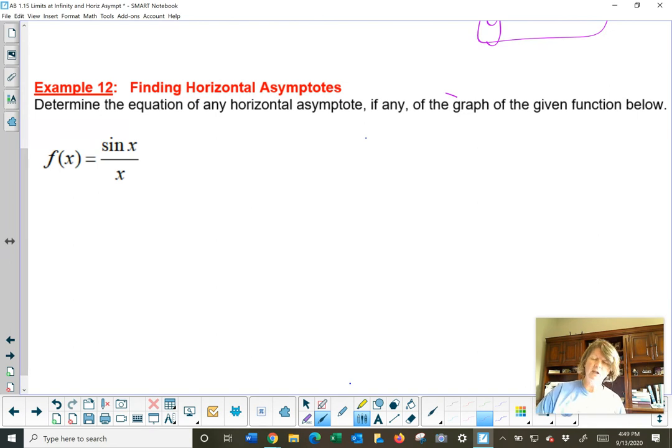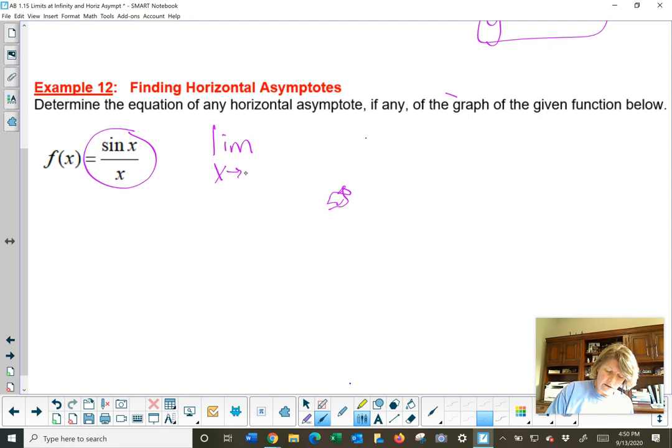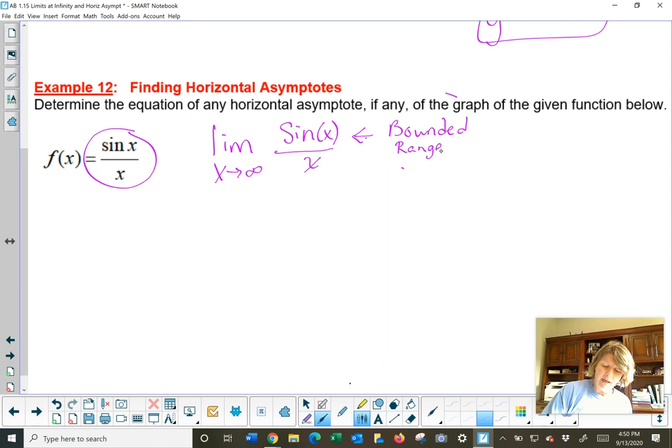Example 12, determine the equation of the horizontal asymptote. So here is our function. Let's dig a little deeper and look at the limit as x goes to infinity, let's do positive infinity first. And I'm going to have sine of x over x. And you're kind of like, well, wait a minute. Sine of x does not settle in on any one number as we head to infinity. However, it is a bounded graph. So for this one, we've got to do a little bit of thinking outside the box. Bounded range is what we want to say. Not a domain, but a bounded range. And that bounded range is going from -1 to 1.